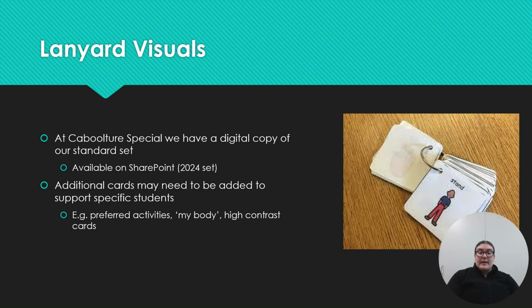Lanyard visuals, these are used pretty widely. Most schools have a set of visuals that they use. They are on-the-go communication supports. They shouldn't be considered a robust communication system, but they do have their place in being able to communicate on the go those single words and phrases.